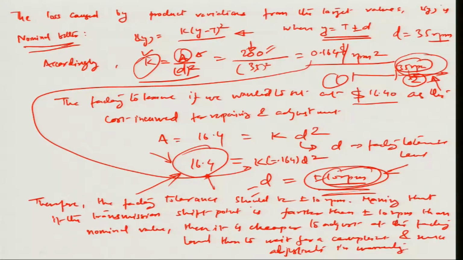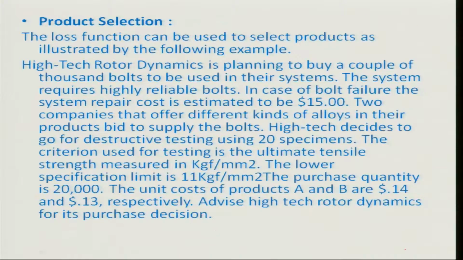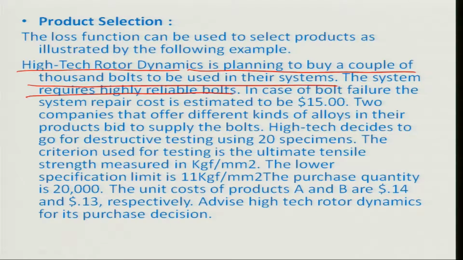So, in a nutshell, that is how you are basically doing the designing and planning of the tolerance related to the transmission system. We have another problem example which I will describe here. Here also the same loss function analysis can be used for making a selection decision about two or more parts. Let us say there is this fictitious company High-Tech Rotor Dynamics, which is planning to buy a couple of thousand bolts to be used in their systems. Further, the systems require highly reliable bolts. In case of bolt failure, the system repair cost is estimated to be about $15.